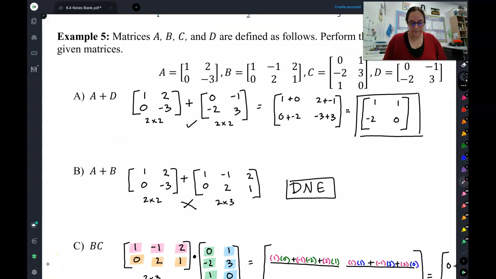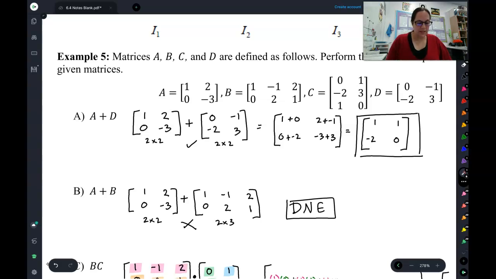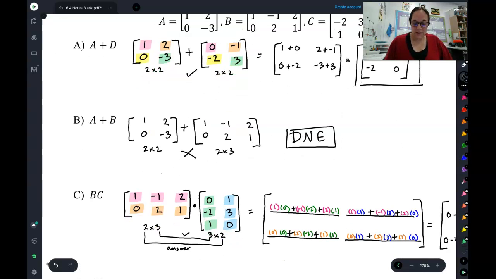Let's check your work. So for A plus D, they're both 2 by 2s, which means I can add them together. You just add the corresponding spots. So this one to this one, this one to this one, this one to this one, and this one to this one. And you get your final answer. For A plus B, they are not the same dimensions, so that one's a D and E.